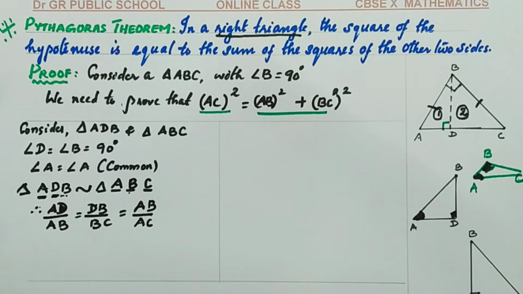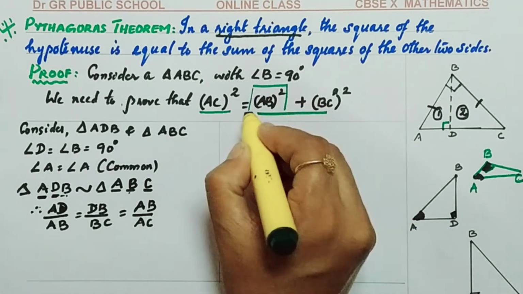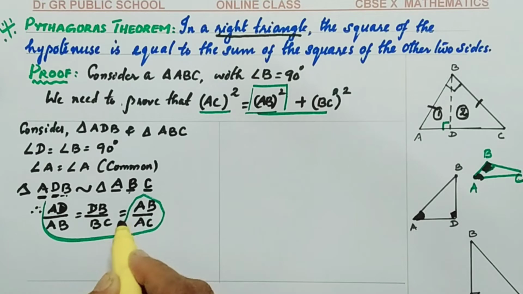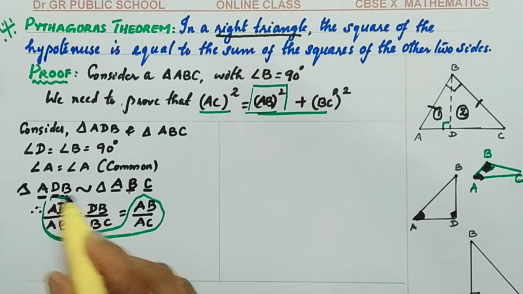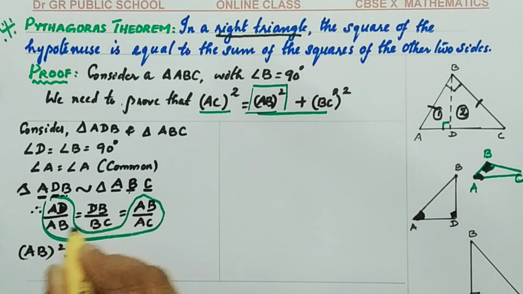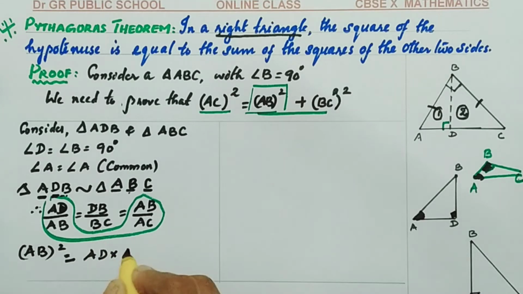Now look at the RHS. In the RHS you want AB square at first. From the three ratios given here, if I equate the first and last, I get AB square. Therefore, cross multiplying, AB square equals AD into AC. This is your equation number 1.